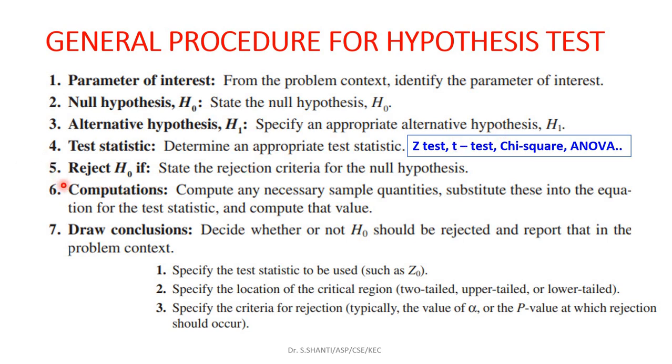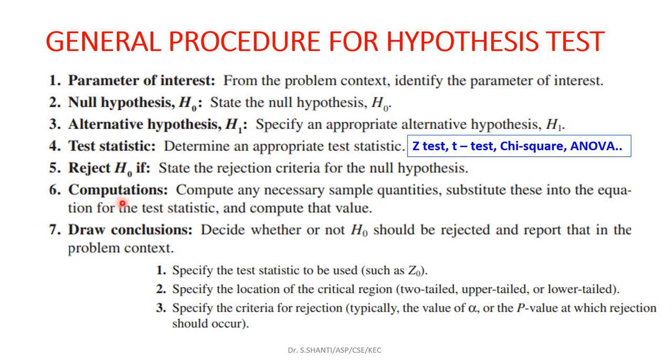After computing the test statistic, we have to state the rejection criteria for the null hypothesis. The rejection criteria is defined by using the alpha value or p value. Based on that alpha value or p value, the null hypothesis may be rejected.